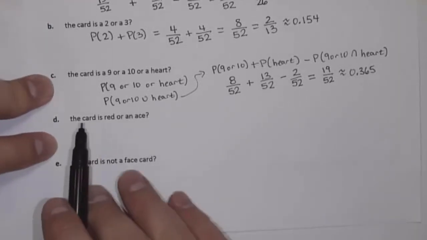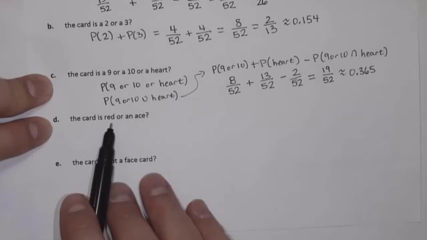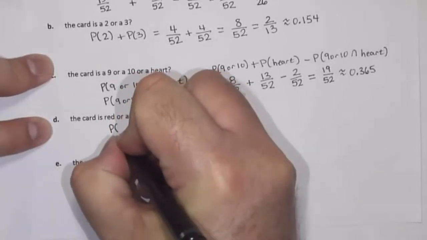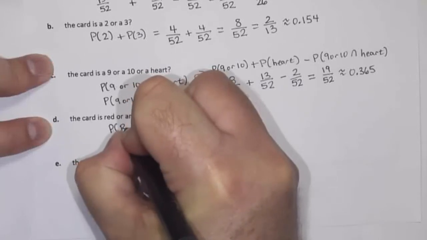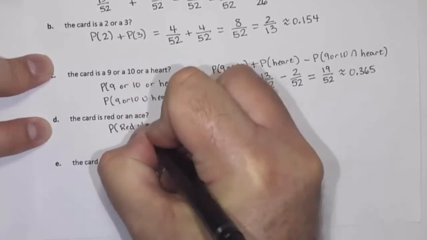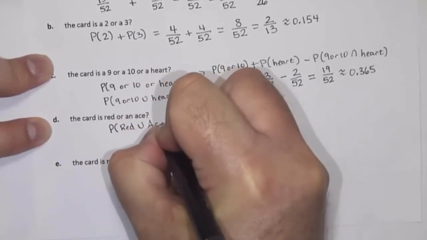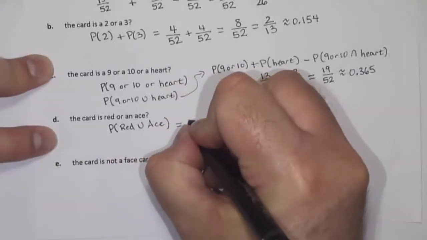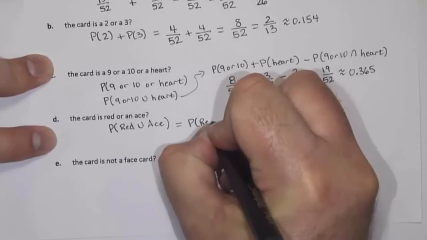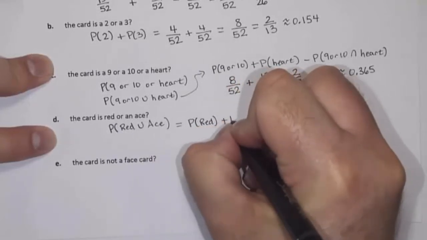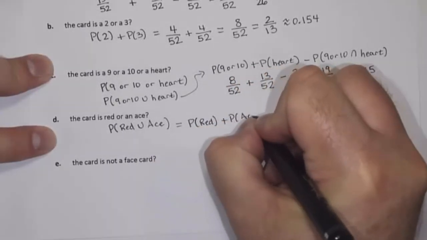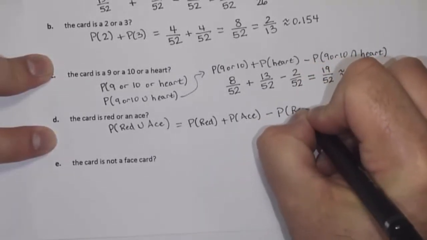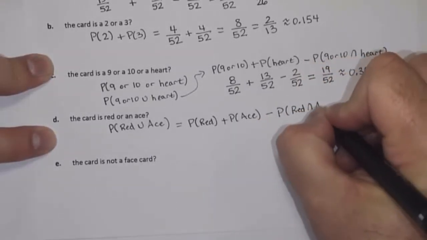D. What is the probability the card is red or an ace? So the probability of red or an ace. So that's going to equal the probability of being red plus the probability of being an ace minus the probability of being red and an ace.